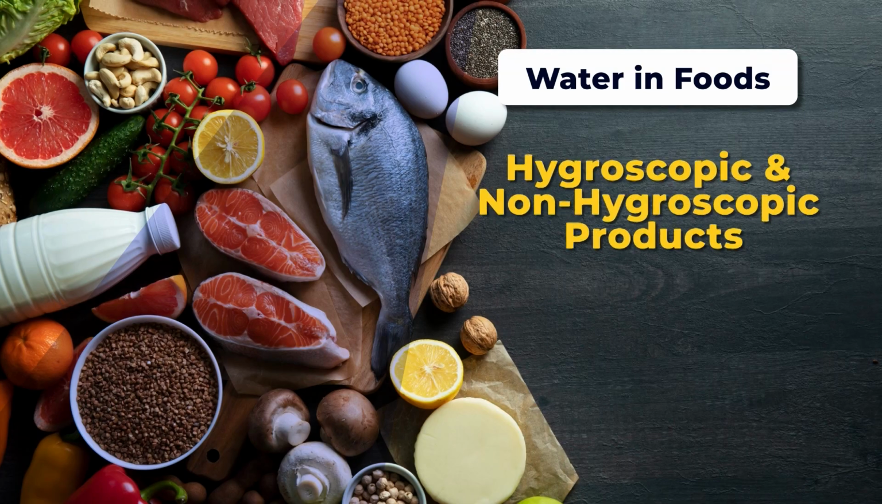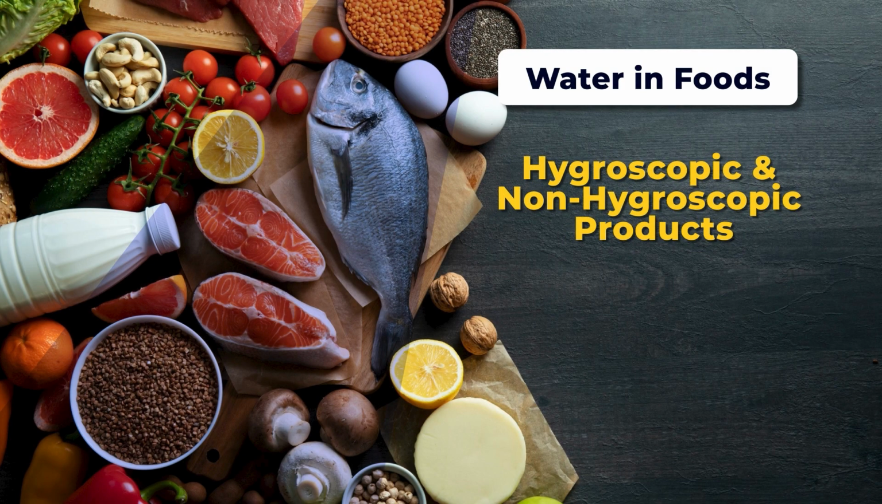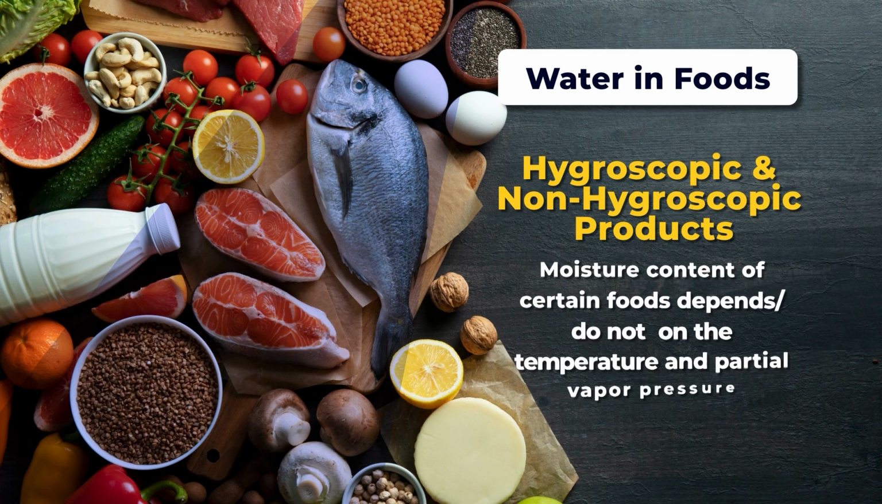Now, this moisture percentage has an impact on quality, particularly texture, shelf life, and quality of the product. Now, this relation of the moisture, particularly with the temperature and the vapor pressure, in one way classifies hygroscopic and non-hygroscopic products. The products which depend on the temperature and partial vapor pressure are linked with the hygroscopic, and non-hygroscopic products do not get affected by the temperature and partial vapor pressure.